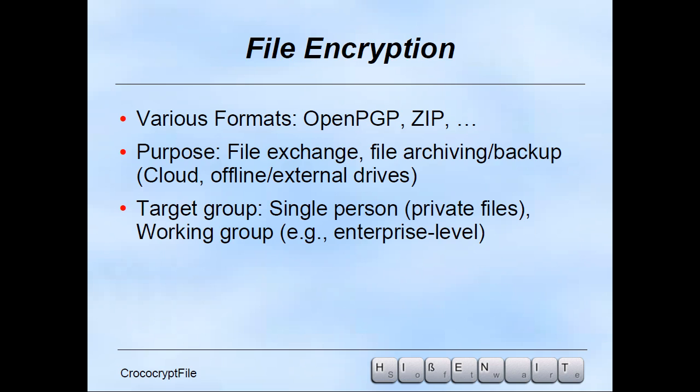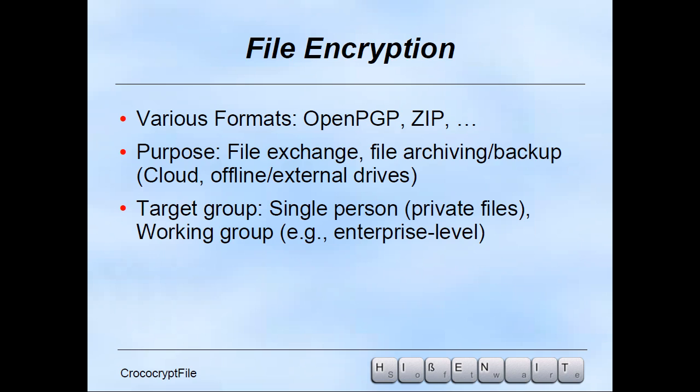However, in this course we are focusing on a more general or universal solution for file encryption in general. Common formats for simple file encryption are, for instance, OpenPGP and ZIP. The purpose of these formats is usually file exchange, file archiving or backup, if you're thinking of cloud backups or backups to external drives, so offline backups.